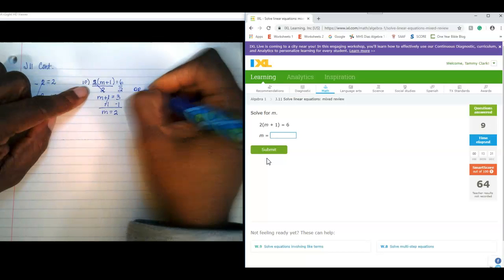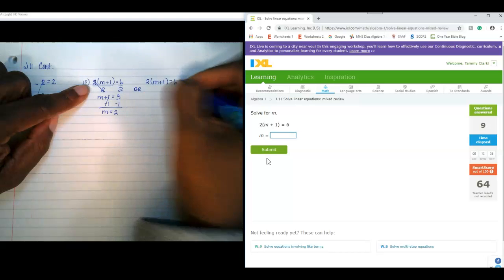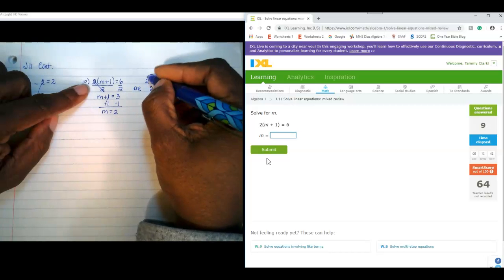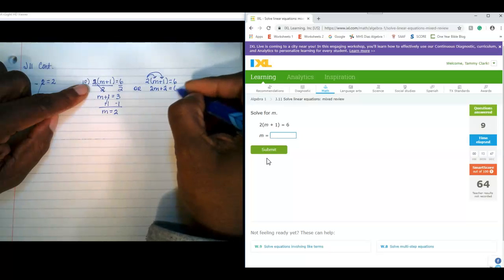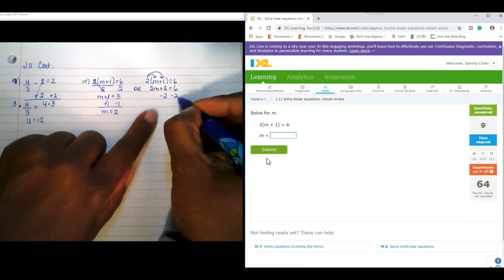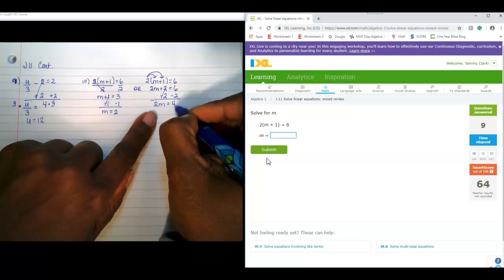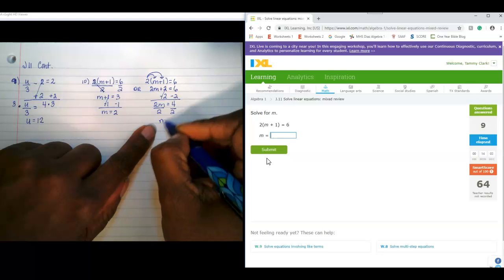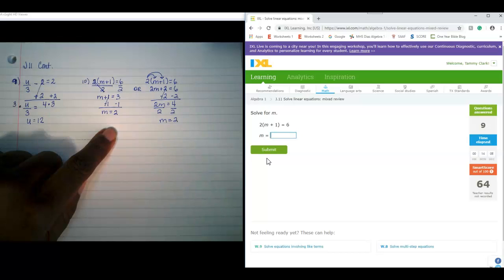Or you can distribute the 2. So 2 multiplied by m gives me 2m. 2 multiplied by positive 1 gives me positive 2. That equals 6. Then I would subtract 2 from both sides of the equation. That leaves me 2m is equal to 4. If I divide by 2 on both sides of the equation, I have m is equal to 2. So I did it 2 different ways and came out with the same answer.